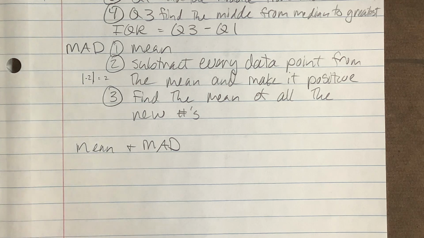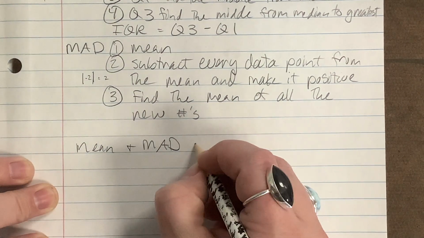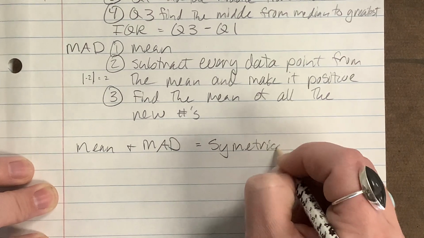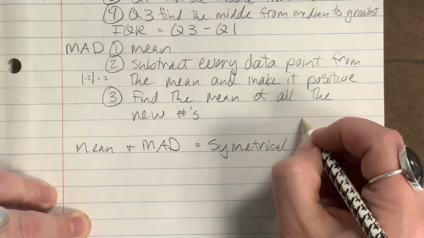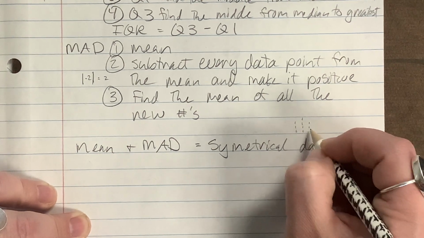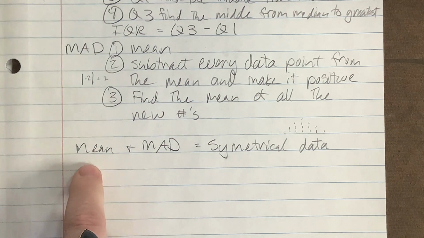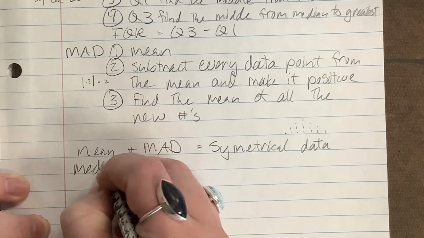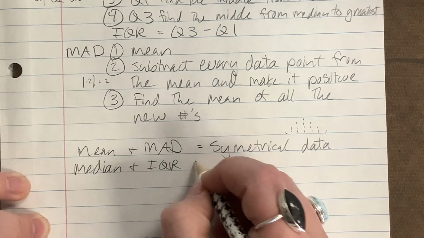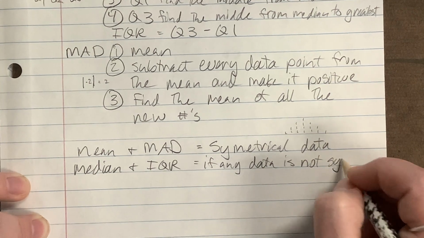Now, remember what we talked about when we were talking about misleading statistics. If we have an outlier, it means the mean is not a very good measure of the middle. So the only time we can use the mean and the MAD is if we have symmetrical data. That means we can fold it in half and it matches. So if we have a dot plot that looks like that, symmetrical data, then the best way to describe that data would be with the mean and the MAD. Otherwise, and most of the time, we will use the median and the interquartile range if any data is not symmetrical.